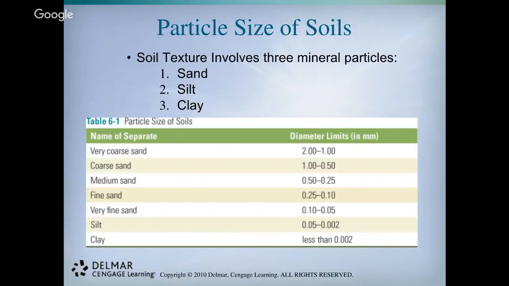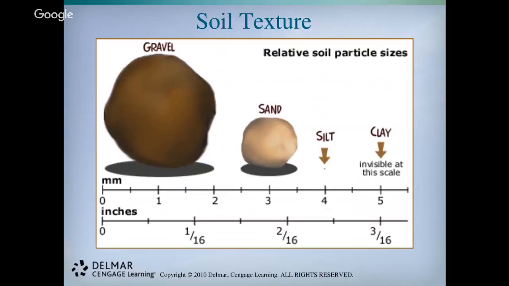Okay, so this is kind of a chart that just shows you in terms of diameter sizes here. Sand, 2 to 1 millimeters, pretty small in its size, but then clay is less than a thousandth of a millimeter. So very, very small compared to sand. And that's what this picture shows us here.